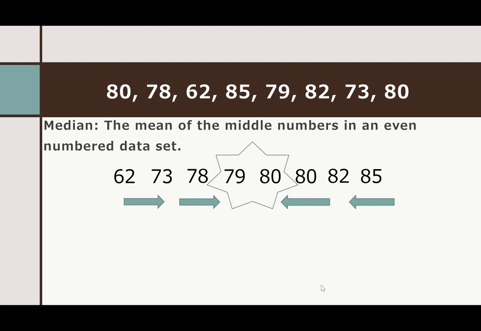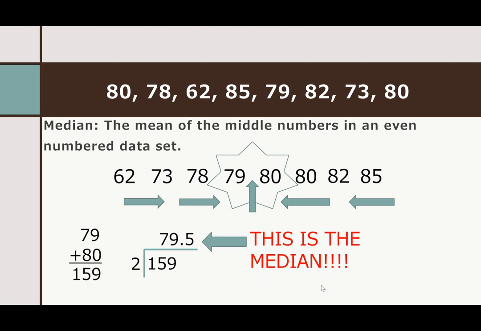The true median of the data set is the number that's halfway between 79 and 80. How do I find that number? I find its mean. I add and then divide. I add the 2 numbers in the middle and I divide their sum by 2, the number of numbers I added together. In this case, that answer is 79.5. So the median of our new data set with the additional data point is 79.5. That's the median, the middle number.